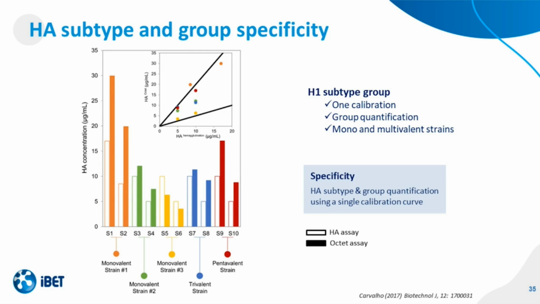And here is an example for the H1 subtype group. Strains from this group were quantified using only one H1 strain as a calibration curve. In particular, it was an ultrafiltrated retentate sample that was used as calibration. And then we used 3 monovalent, 1 trivalent, and 1 pentavalent VLP sample to be quantified against this calibration curve. The results show that subtype and group quantification is possible with only one sample, within the error limits that we had. And this was also observed for H3 and B group samples that also contain trivalent and pentavalent VLPs.